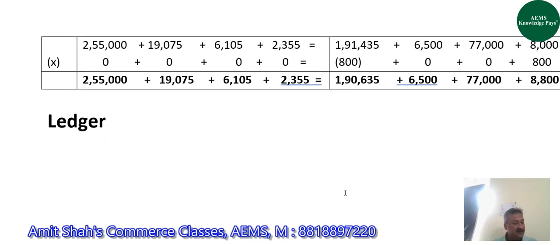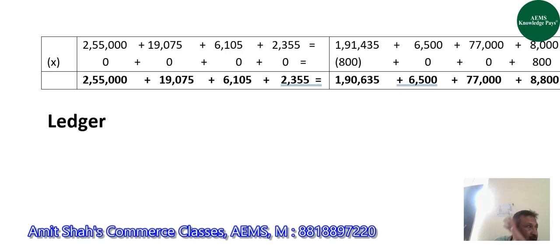Ledger is the main book of accounts where all the transactions and events which have already been recorded in primary books fall down into ledger. They are recorded again in ledger in a different way, and that way is more systematic. How we will see that? Have you understood what I said? Ledger is another book of accounts which is called the main book of accounts.